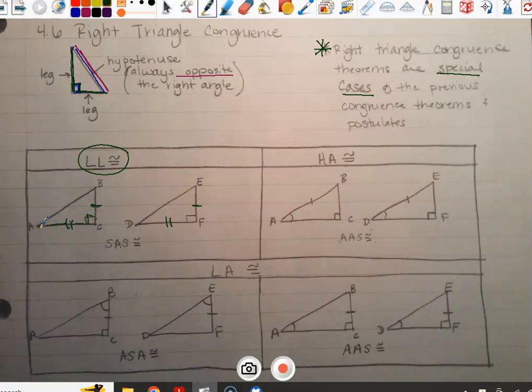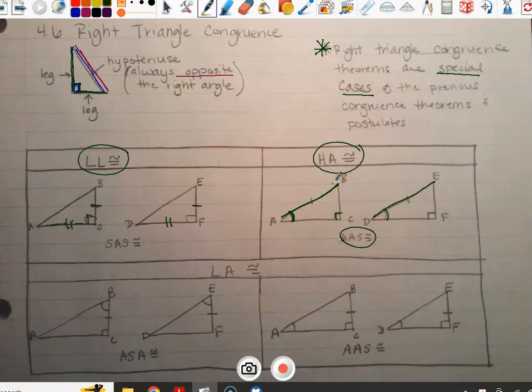The next one is the HA congruence, which is a hypotenuse angle congruence. So if we have a hypotenuse congruent to another hypotenuse, and an angle congruent to another corresponding angle, okay, that's the hypotenuse angle congruence, and it's a special case of angle angle side, because we have the right angle congruence, we have another acute angle, and then we have a side that is congruent.